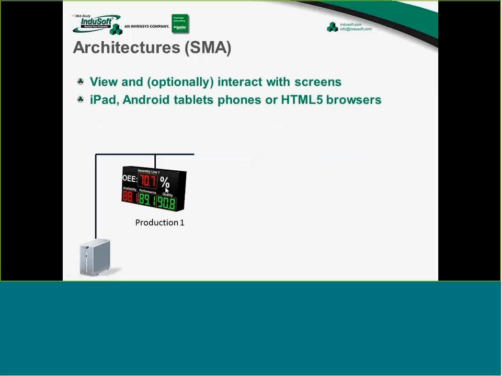Now take that another step further. We're going to talk now about the third type of thin client that we have. In this case, it's called SMA, or Studio Mobile Access, and sometimes we just abbreviate that and call it Mobile Access. And this allows you to view and optionally interact with screens, and Andre's got a little bit of a demo where he's going to talk about how they use it and interact with it.